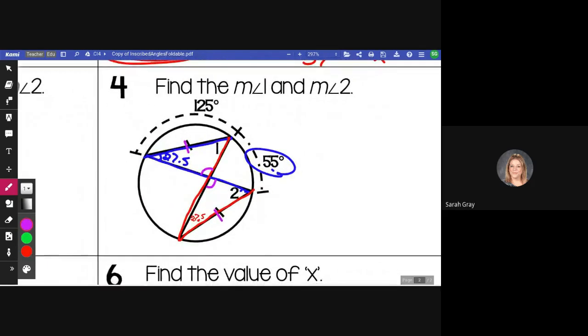This problem doesn't go with this theorem. We're going to leave. Go ahead, Ella. Would the bottom of the circle be 125 too? There's a line. It is, but we don't know that. We haven't learned that theorem yet.